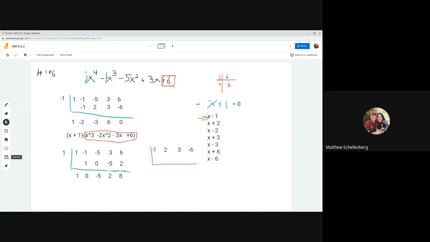And I'm going to divide by x minus 2. Just for the sake of time, I'm going to cheat a little bit. I happen to know that minus 2 works. If you had tried plus 2, it would not have worked. So we bring down the minus 1. Minus 1 times minus 2 is 2. 2 plus 2 is 4. 4 times minus 2 is negative 8.